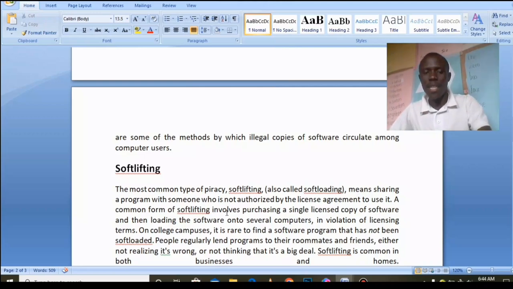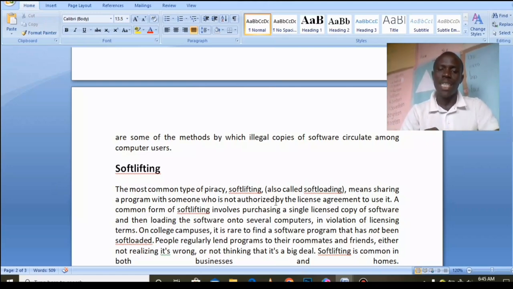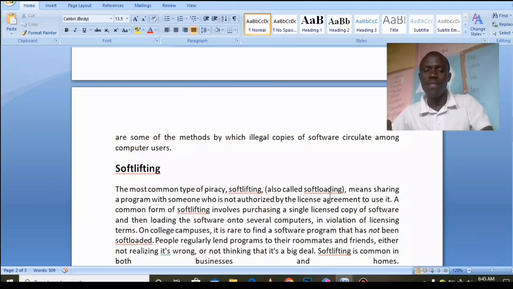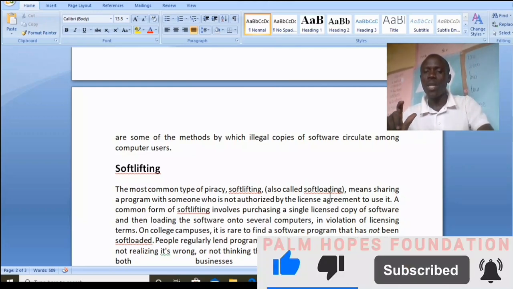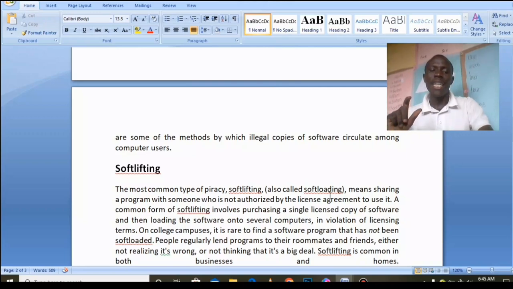So one is soft lifting. What is soft lifting? The most common type of piracy, soft lifting, also called soft loading, means sharing a program with someone who is not authorized by the license agreement to use it. A common form of soft lifting involves purchasing a single licensed copy of software and then loading the software onto several computers in violation of licensing terms.